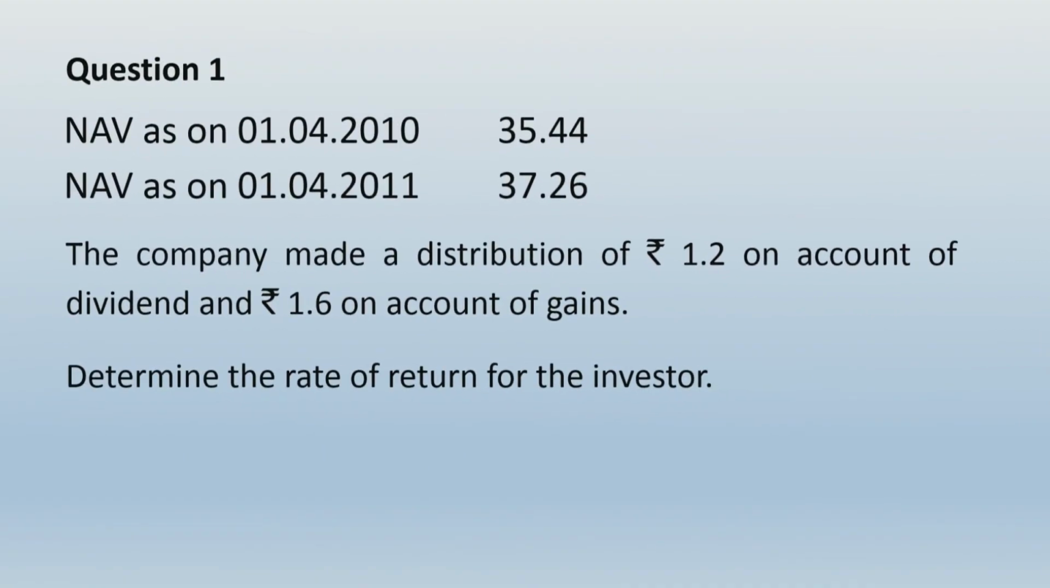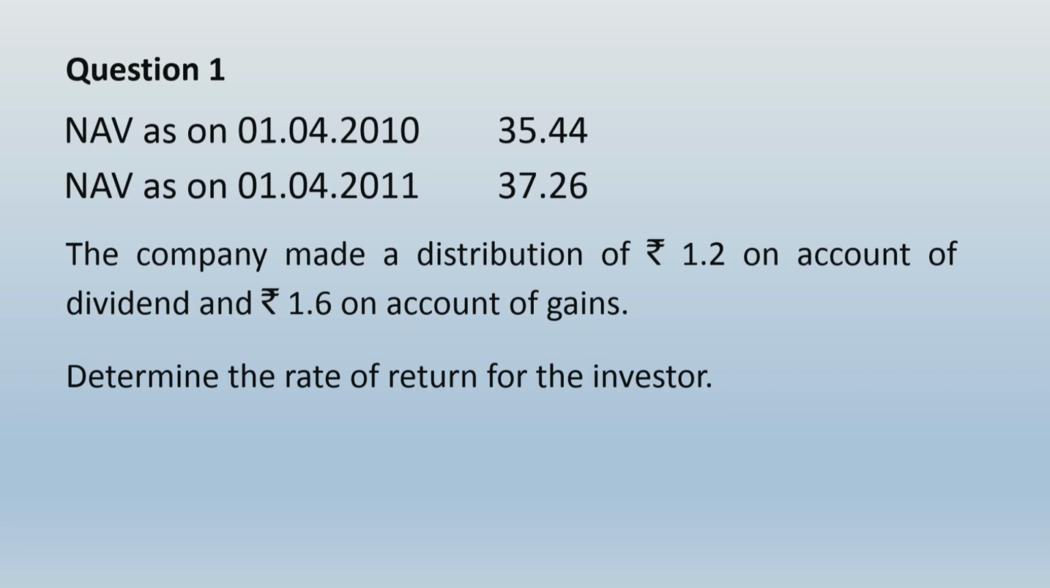Let us begin with question number 1. Let us read this question. NAV as on 1/4/2010 is given as 35.44. NAV as on 1/4/2011 is given as 37.26. The company made a distribution of rupees 1.2 on account of dividend and rupees 1.6 on account of gains. Determine the rate of return for the investor.